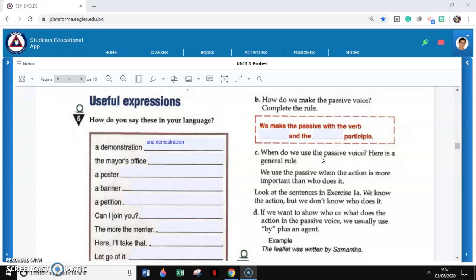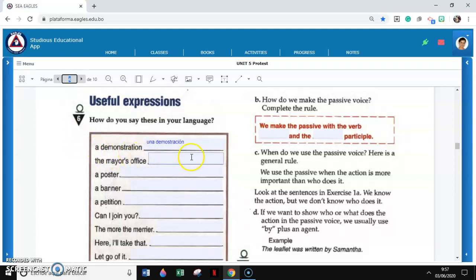Today we'll be working on Unit 5, Protest, and I'm here on the American HotLine book, page 4, and we're going to go through the exercises on this page today. So let's have a look at exercise 6, useful expressions. How do you say these in your language?